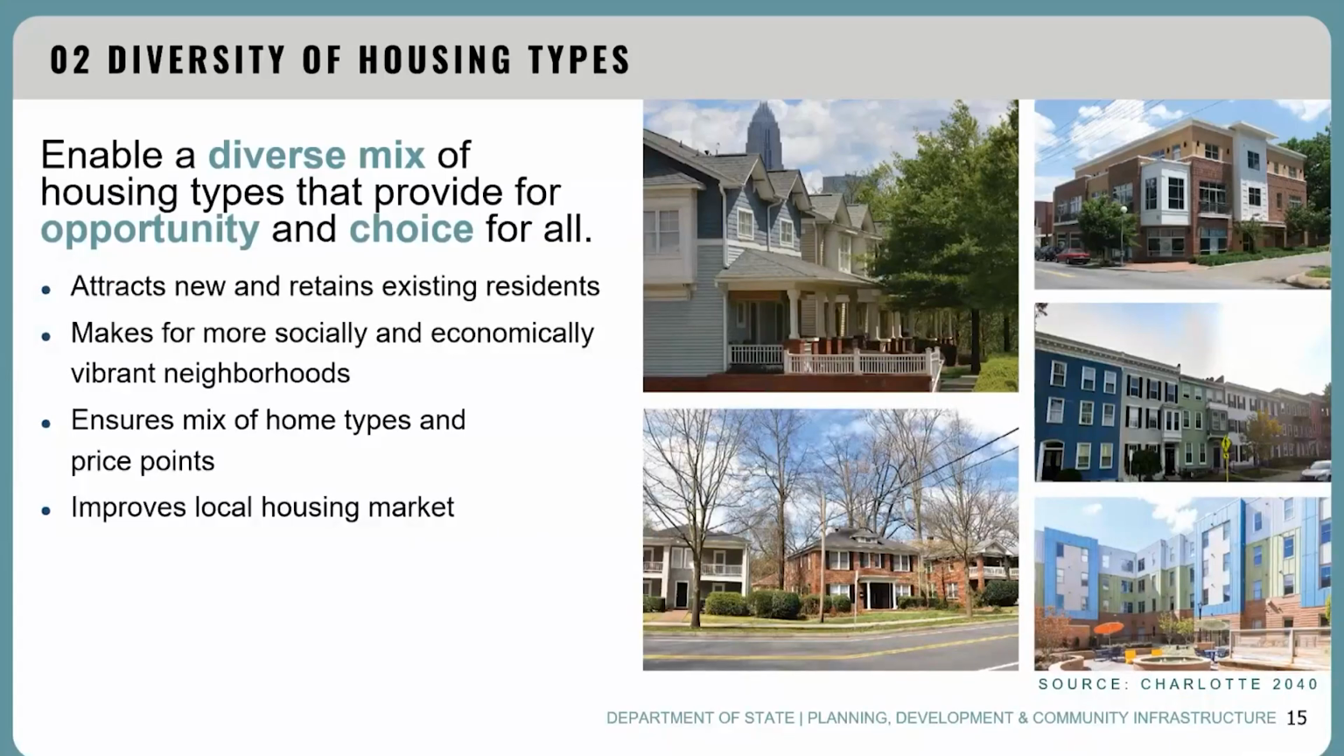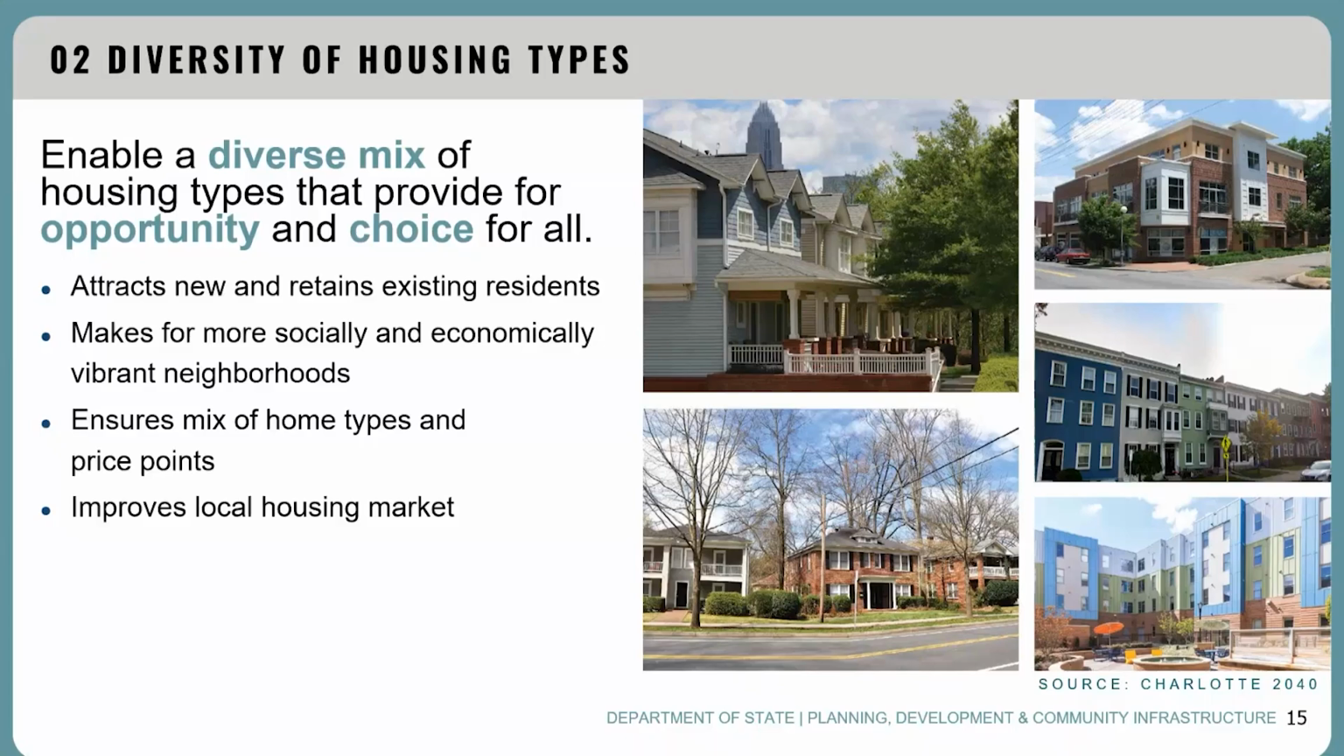The second smart growth principle focuses on enabling a diverse mix of housing types that provide opportunity and choice for all. Many communities across the state are experiencing increases in the cost of housing, with few options available for residents looking to move to or within a given area. And hence, housing choices can attract new residents and allow for existing residents to remain in their neighborhoods by moving to a more suitable home regardless of income, ability, age, or lifestyle.